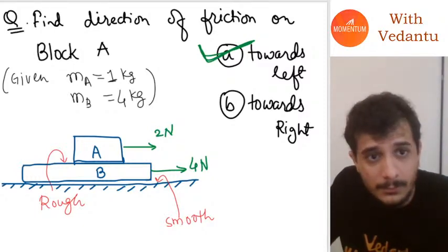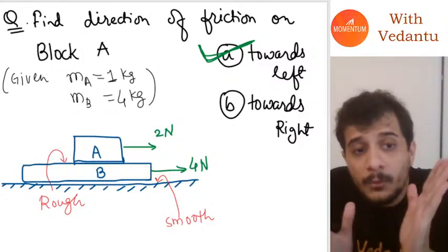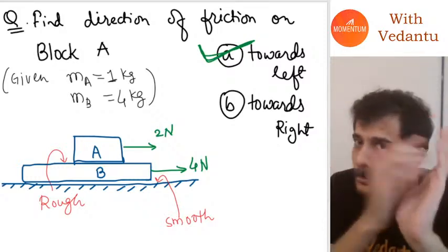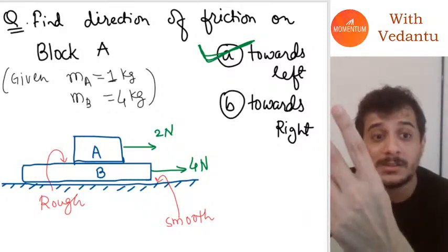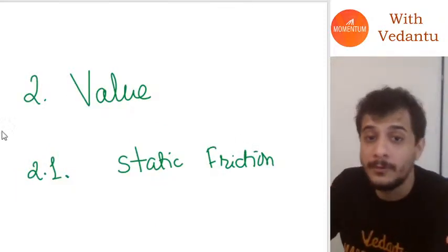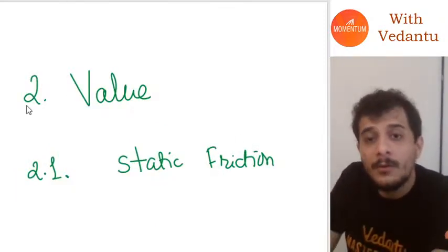Now that we understand the direction of friction, let's talk about the second thing about friction, which is the value of friction.